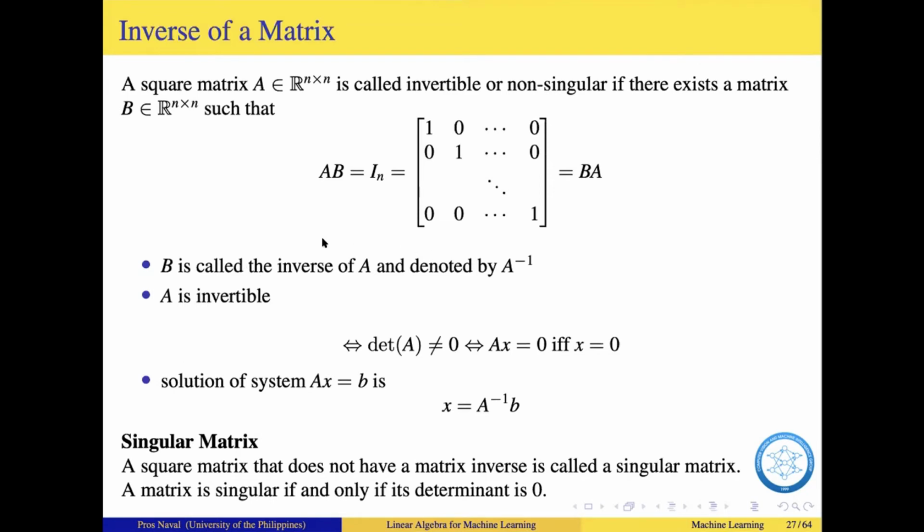So now, what happens if this is not satisfied? You have a null space that's not just 0. We have a singular matrix. It is a square matrix that does not have a matrix inverse. A matrix is singular if and only if its determinant is 0. So it violates this condition.